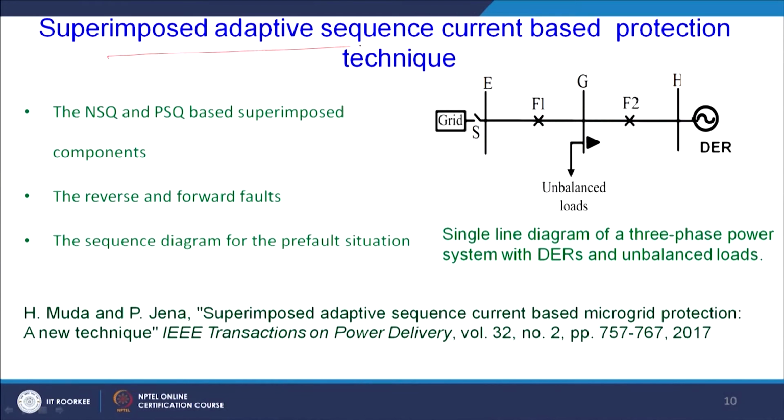Now, I will come to another very important concept of this particular adaptive directional overcurrent relaying principle, that is based on the superimposed adaptive sequence current based second method. And if I describe it very quickly, because we have already discussed many components in the previous technique, I will just highlight the basic difference between the previous technique and this technique.